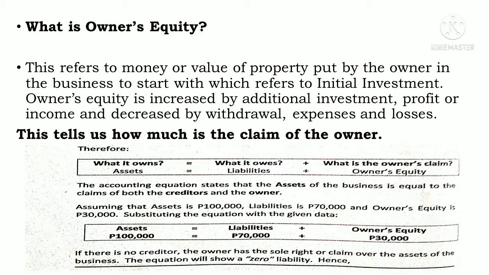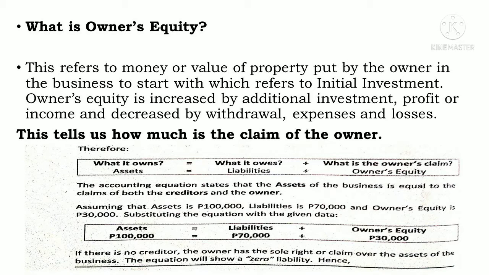Therefore, assets equals liabilities plus owner's equity. Assets, what the company owns. Liabilities, what the company owes. And the owner's equity is the owner's claim to the business. The accounting equation states that the assets of the business is equal to the claims of both the creditors and the owner. Assuming that assets is 100,000 pesos, liabilities is 70,000 pesos and the owner's equity is 30,000 pesos.